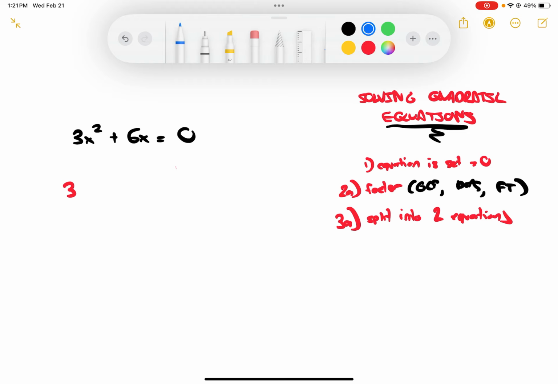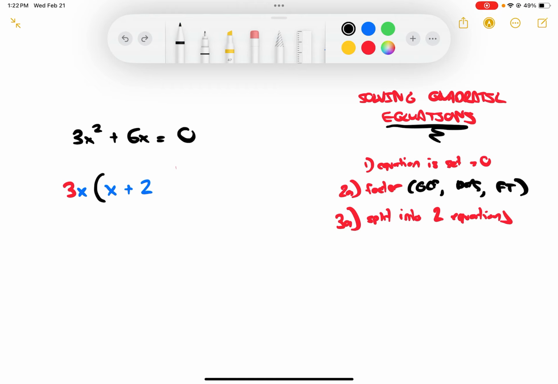And then they both also share a variable. They have an x squared and an x to the first, so I'll take the smaller of the two, which would just be x. Then I start my parentheses, and each term gets divided by the greatest common factor. So 3 divided by 3 cancels out, and x squared divided by x will just be x, because we subtract the exponents: 2 minus 1 is equal to 1. Plus 6 divided by 3 is 2, and x divided by x cancels out.